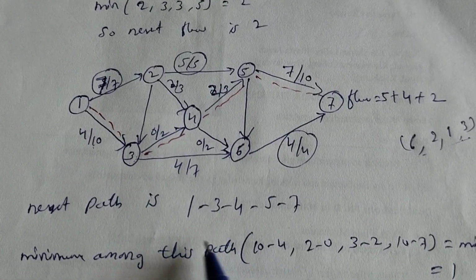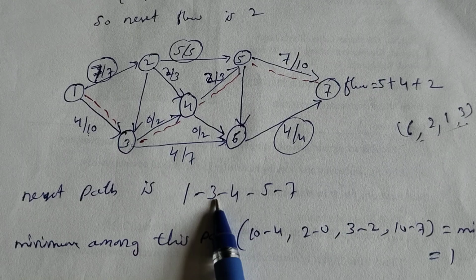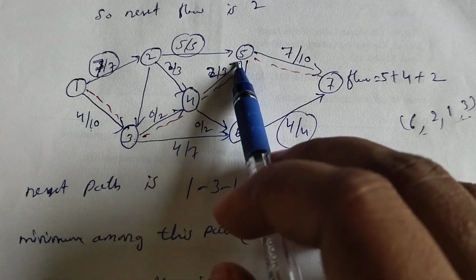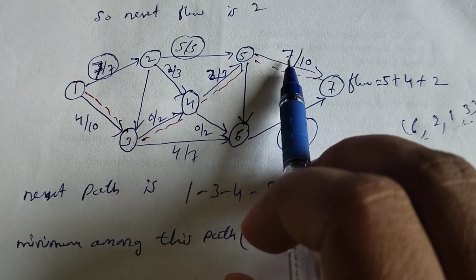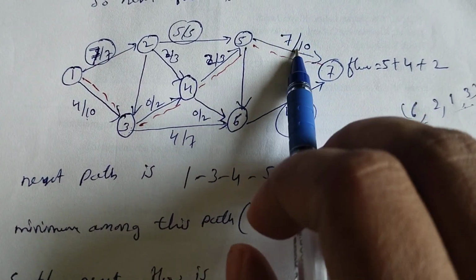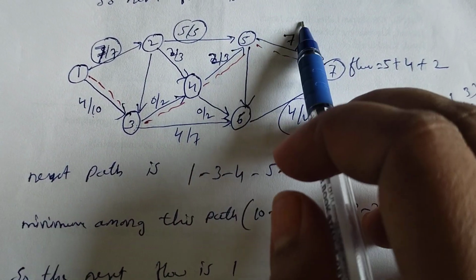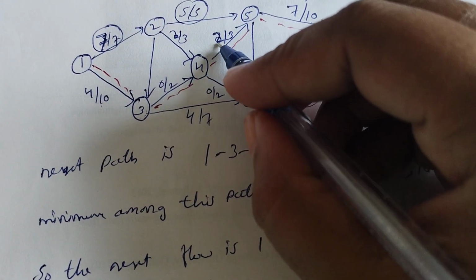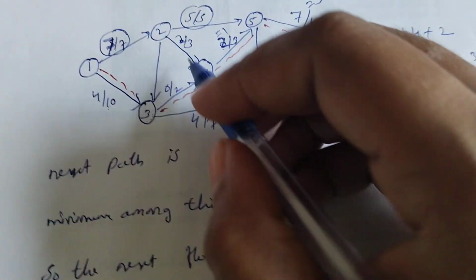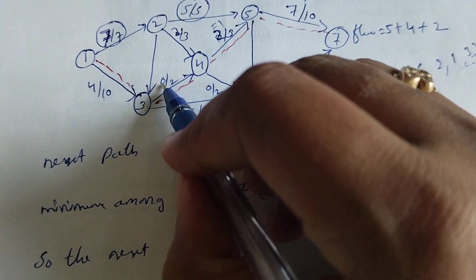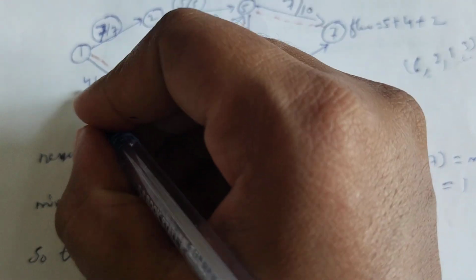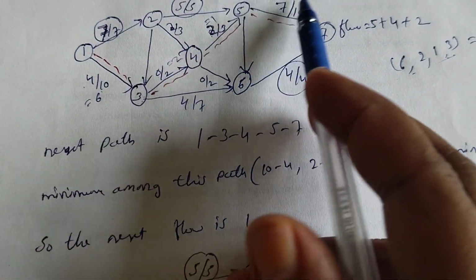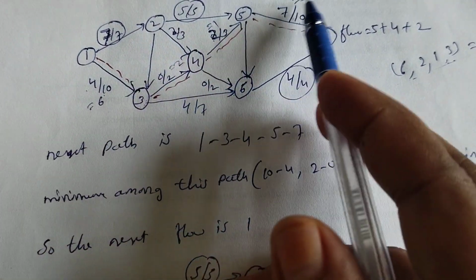The fourth path is selected in such a way that 1 to 3, 3 to 4, 4 to 5, 5 to 7. Again the same process: calculate the bottleneck capacity. Here 10 minus 7, it becomes 3. Here 3 minus 2, it becomes 1. Here 2 minus 0 is equal to 2. 10 minus 4, it becomes 6. So 6, 2, 1, 3. Among these, the least value is 1.